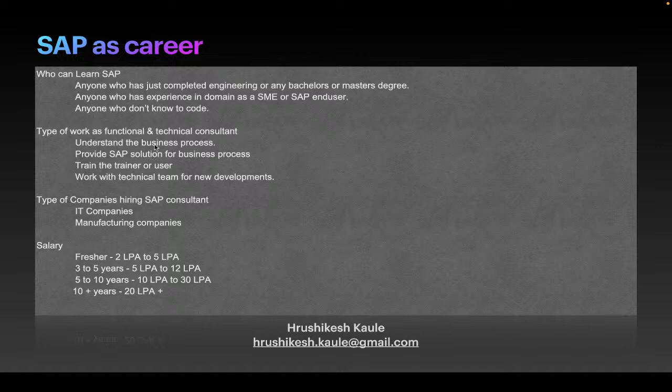We'll come to this. Before that, I'll come to what kind of companies you'll get a job in. All IT companies, Tech Mahindra, Accenture, TCS, Capgemini, Cognizant, and all small and mid-scale IT companies are SAP service providers. So you can get a job in any of the IT companies.